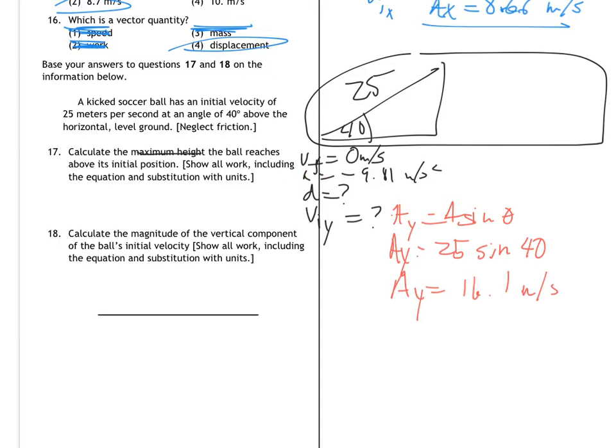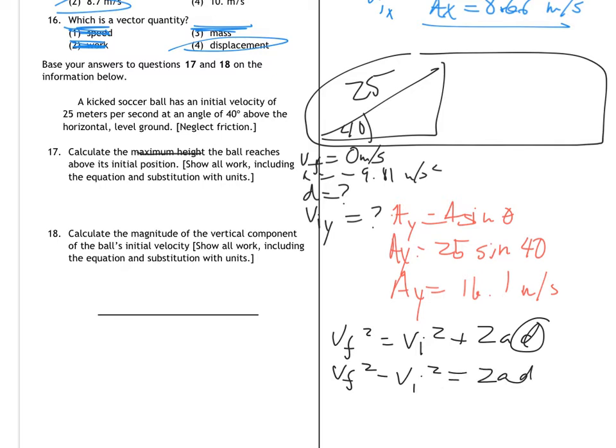All right, just to refresh, I have a VF that has to be 0, the acceleration is negative 9.81, the distance is what I'm looking for, and I have a VIY. So I think the equation that I should use is VF squared equals VI squared plus 2AD, and I am looking for D. So let's rearrange this now. Remember that in the first part of this rearrangement, you subtract out the VI squared. And then you need to divide both sides by 2A. And then you have D equals VF squared minus VI squared over 2A.